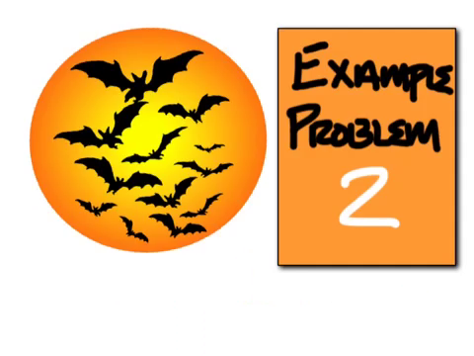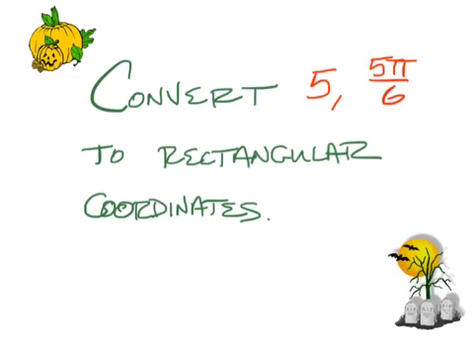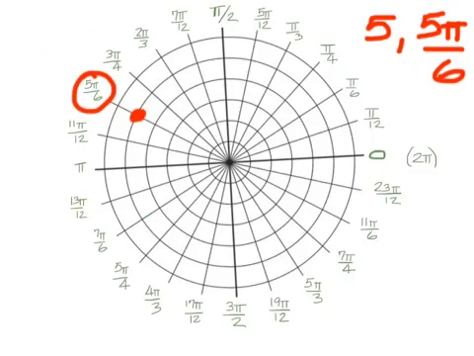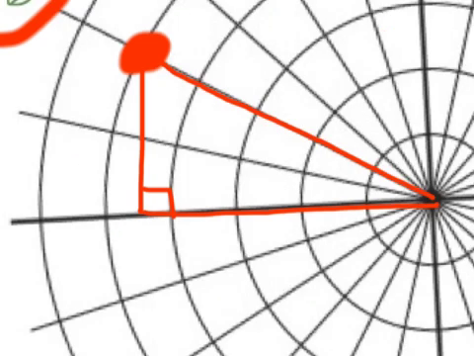Example problem number 2. We have 5 and 5 pi over 6. The first thing we have to do is go find 5 pi over 6. 5 pi over 6 is circled, and then we have to go out to the 5th ring and put a dot. What axis do we draw the line to? X-axis. So when we do that, this is the triangle that comes up.